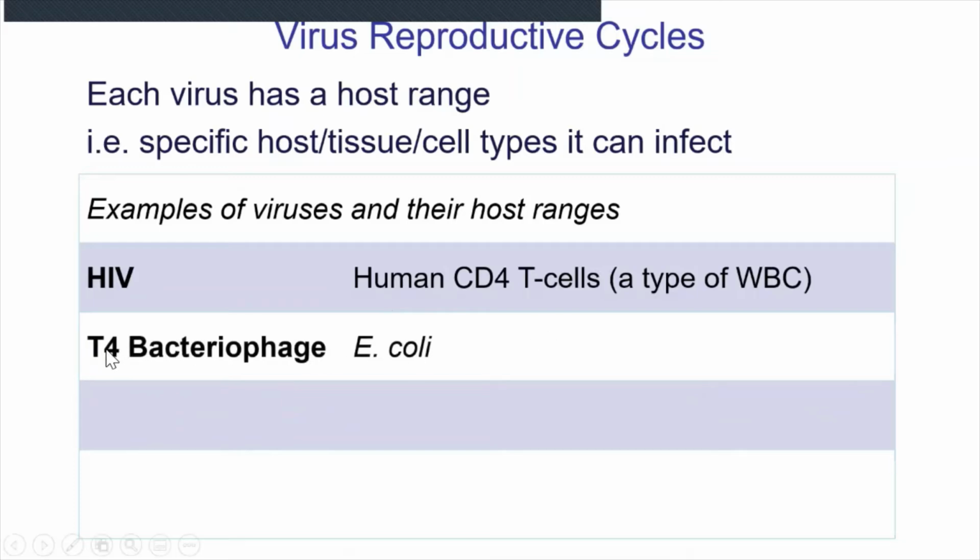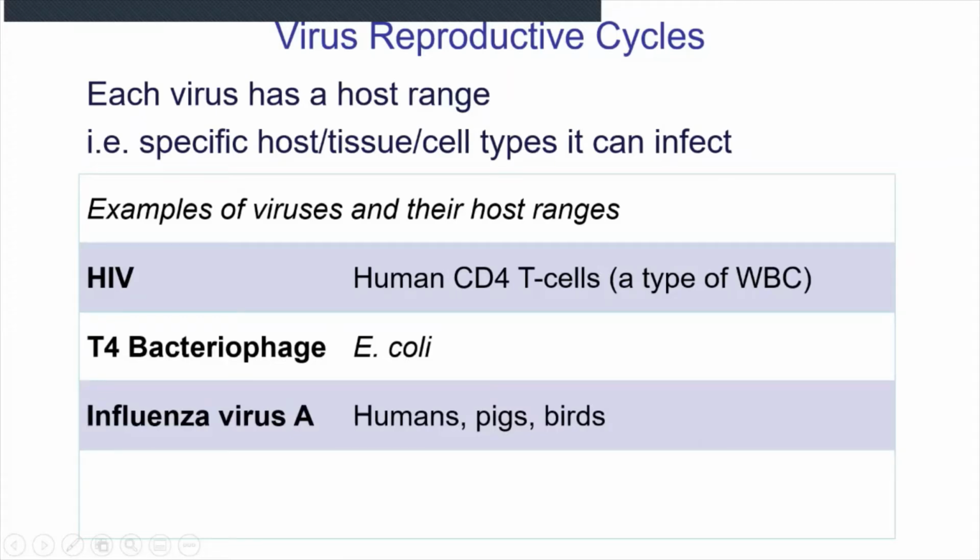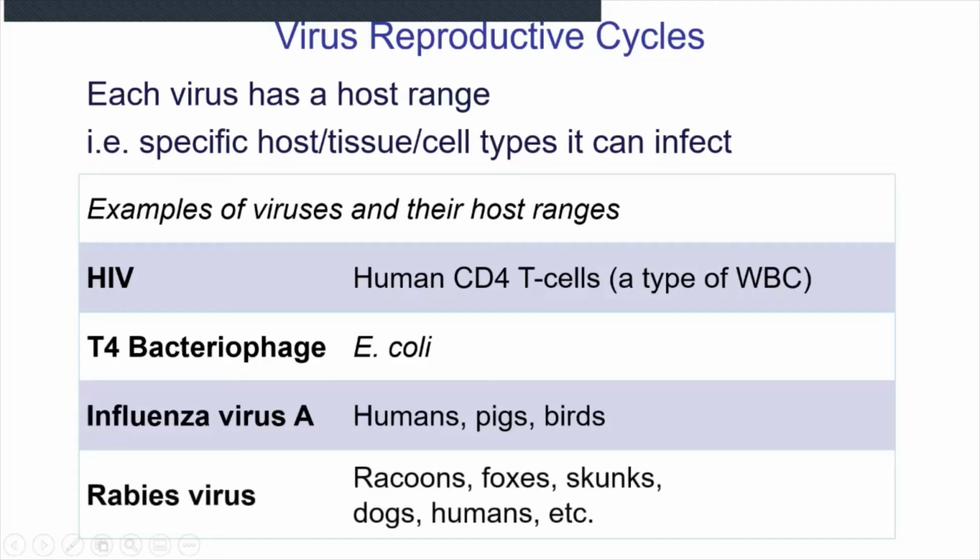We also mentioned T4 bacteriophage. We mentioned bacteriophage will infect things like E. coli. The T4 is specific to the organism E. coli and won't infect Salmonella or something like that. Some viruses have a bit more of a broad host range. So influenza A virus will infect humans, pigs, and birds. So multiple species there. Some are extremely promiscuous. So the rabies virus, for example, will infect you. If you are a mammal, it can probably infect you. And so very, very promiscuous.